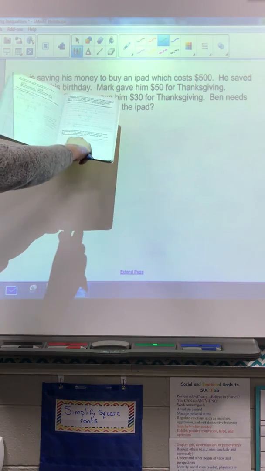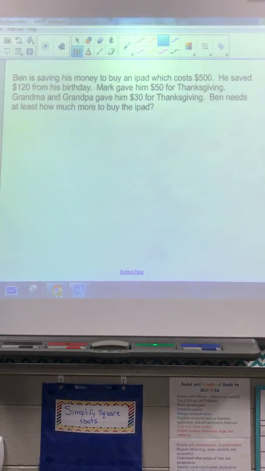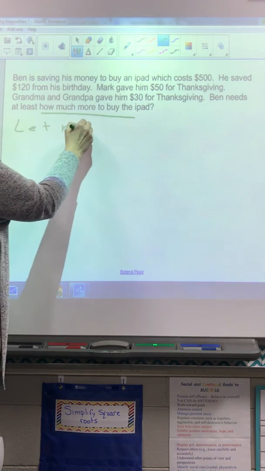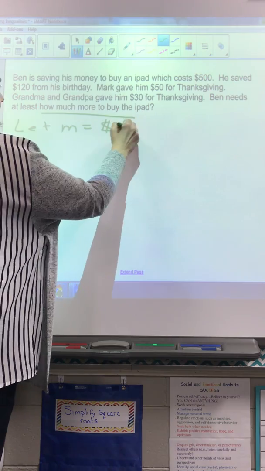All right, underneath that one, put the one about Ben. That's 125. All right, Ben's saving money to buy an iPad. He saved this much, that much, and then this much. He needs at least how much more to buy the iPad? I'm going to define my variable. Let M equals money Ben needs.